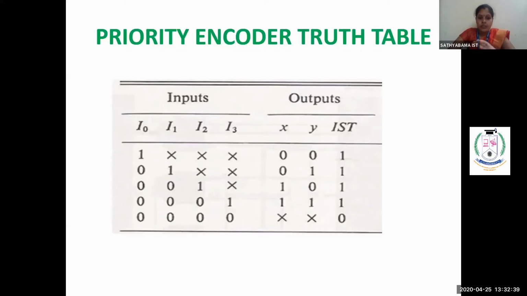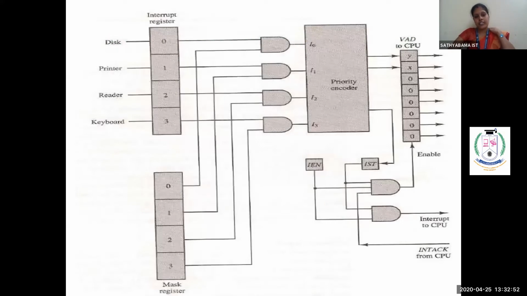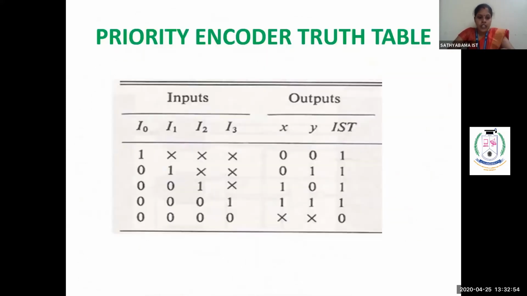I1, I2, I3 will not move. Okay, printer, keyboard, reader, they will not move, because I0 is sending the interrupt request to the CPU. Suppose the printer is sending the interrupt. So what will happen? I0 will be 0.